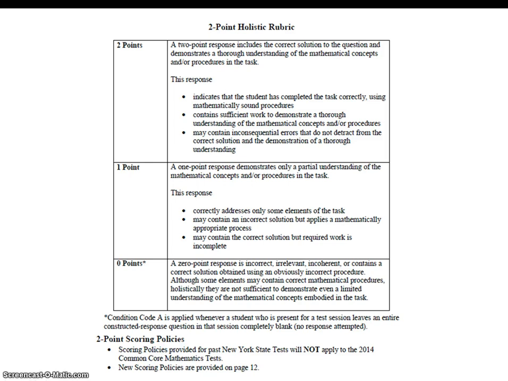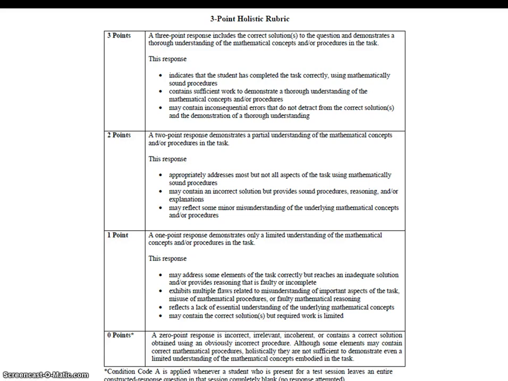The 2-point holistic rubric. And note in the scoring policies at the bottom, scoring policies provided for past New York State tests will not apply to the 2014 Common Core Mathematics test. The new scoring policies are provided on page 12. The 3-point holistic rubric.